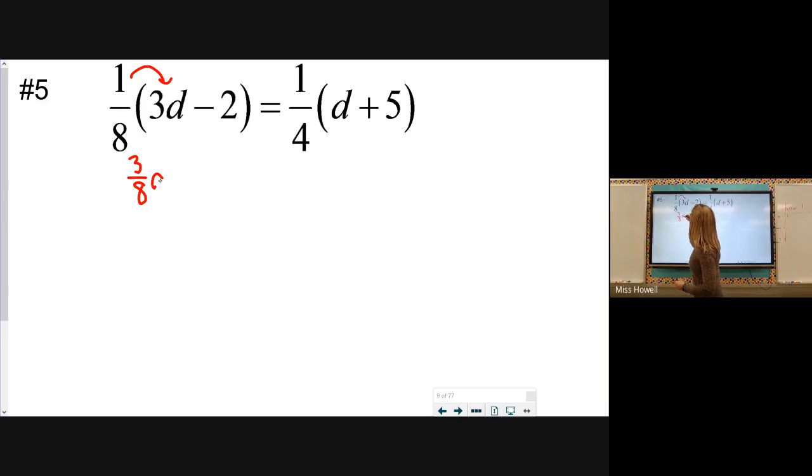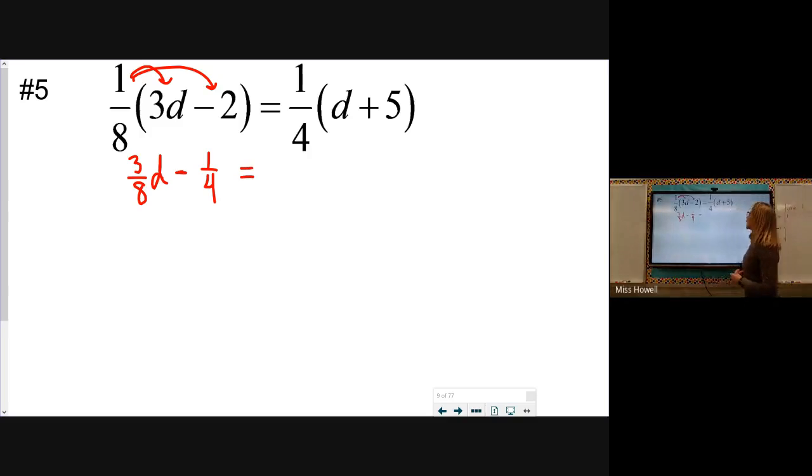All right, from here we want to distribute on our other side the 1/4 to the d plus 5. So 1/4 times d would give us a 1/4 d. And then 1/4 times 5 would give us 5/4, the improper version, or 1 1/4, the simplified mixed number. Both perfectly fine ways to write our value there.